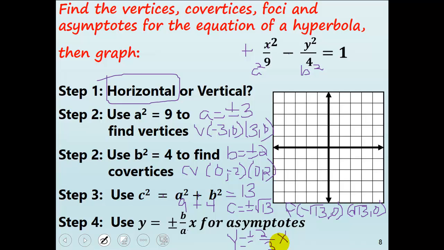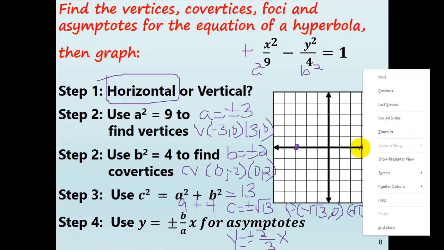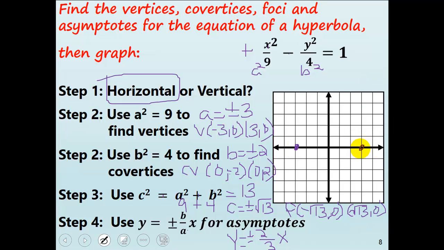We're going to start by plotting our vertices. Negative 3, 0, and positive 3, 0. That's my vertex. Negative 2, 0. I'm sorry, 0, negative 2, that's my covertex. And positive 2, 0. Sorry, 0, 2. 0, negative 2.